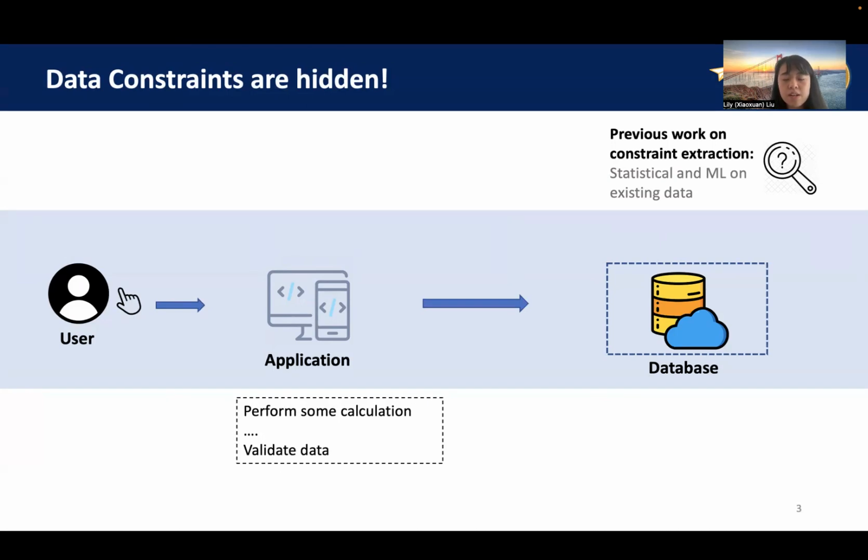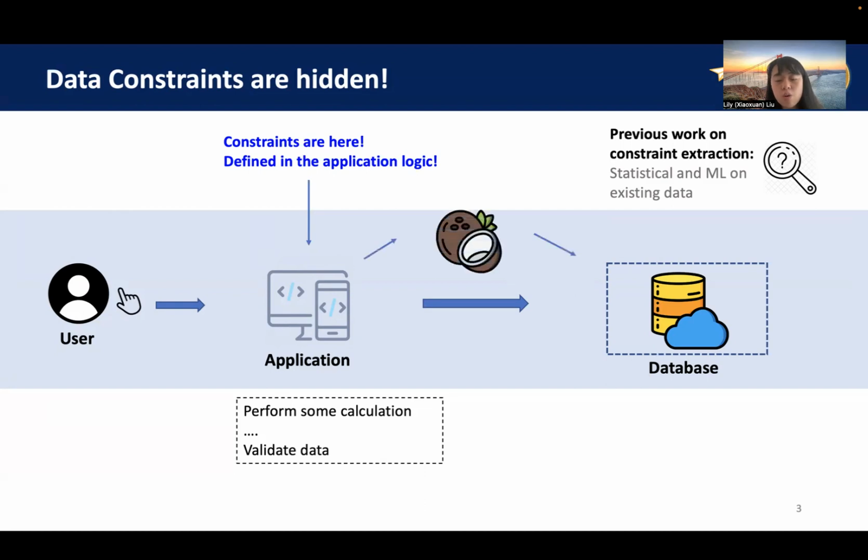Another thing we observe is that those constraints are actually in the application source code because those data are generated or validated by the application logic. Instead of extracting those constraints from the database, you should look at the application source code and extract the constraints there. So there is a gap between the application code and the database. The database is unaware of the constraints which are defined in the application code.